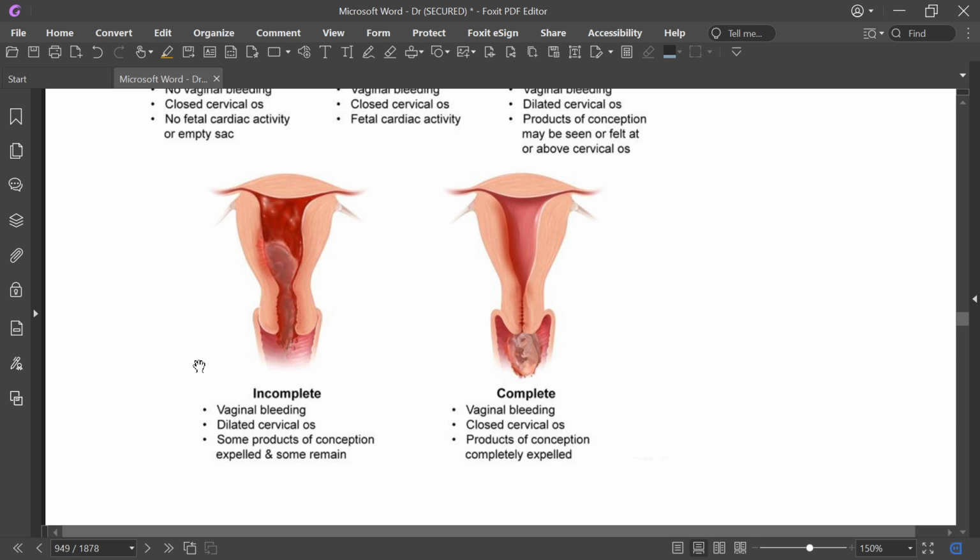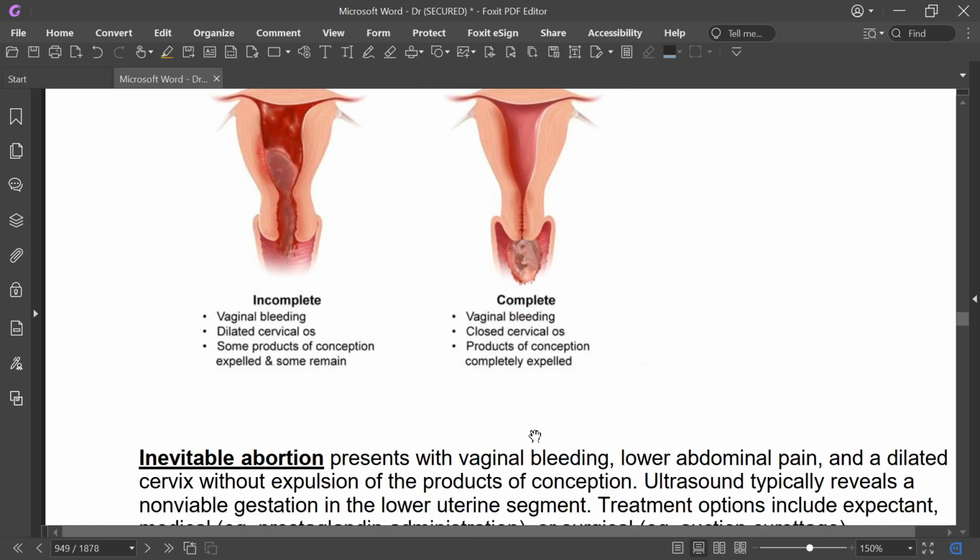Incomplete abortion: vaginal bleeding is present, with a dilated cervical os, and some products of conception expelled while some remain. Complete abortion: vaginal bleeding with a closed cervical os, and the products of conception are completely expelled.